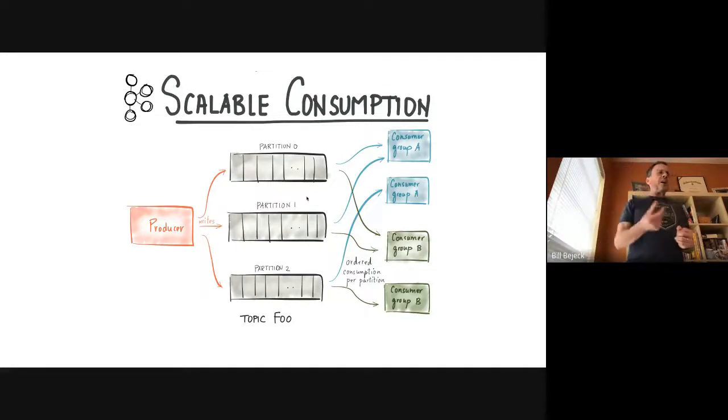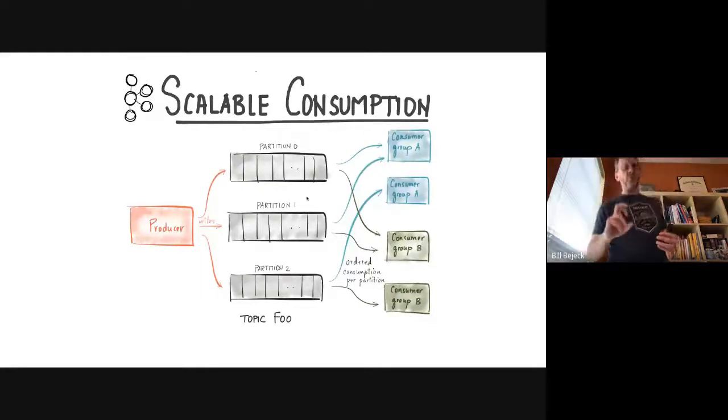So to process these records, you're going to have a consumer. At its simplest level, you're going to have a topic with a single partition. You've got one consumer reading from that partition, processing records. Very simple. But you can have more partitions, and it can scale up to the point where you have a consumer per partition. Now, you'll never have more than one consumer per partition, but you can scale that up.